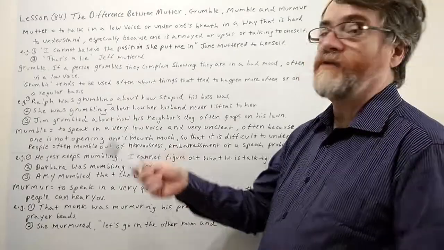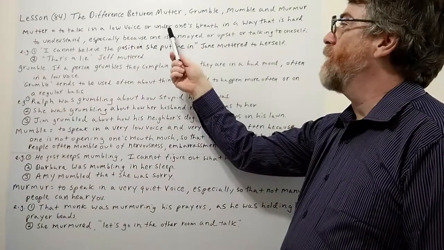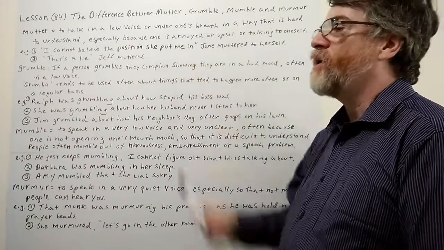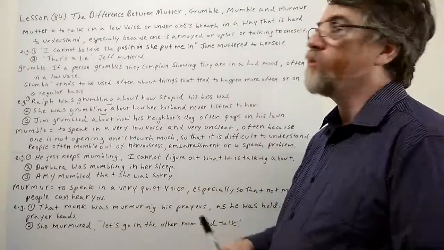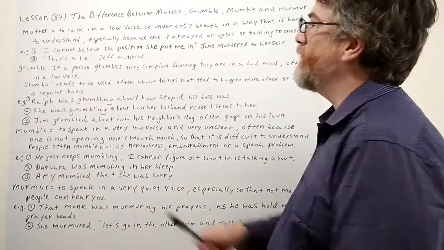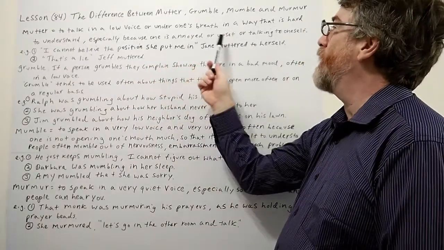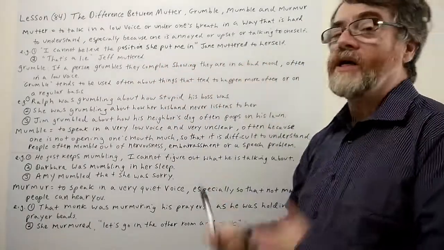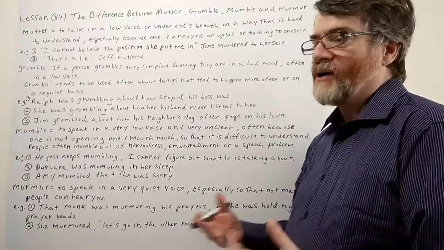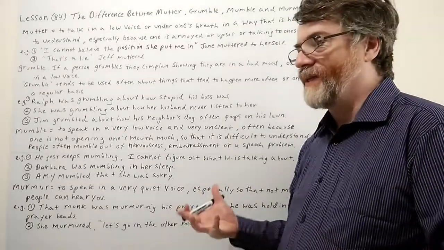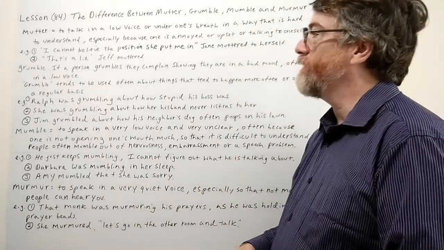All right, so let's look at the definition for mutter first. To talk in a low voice or under one's breath, in a way that is hard to understand, especially because one is annoyed or upset or talking to oneself, maybe like a crazy person. It could even happen to anybody if they were just really annoyed and it stayed on their mind, they might be talking to themselves.